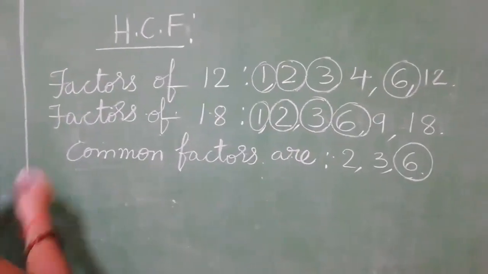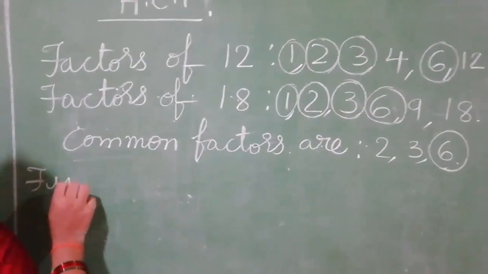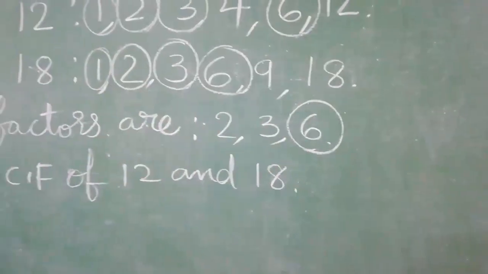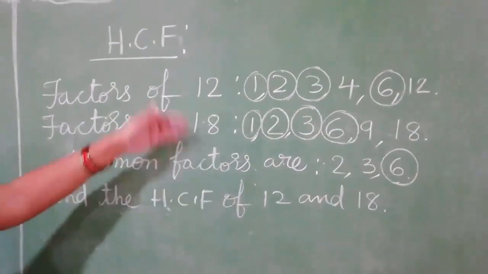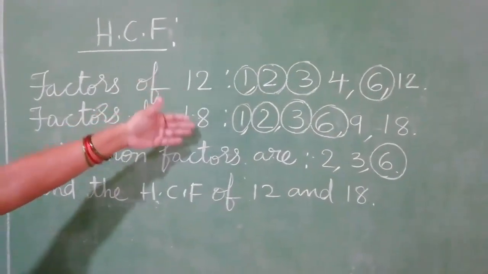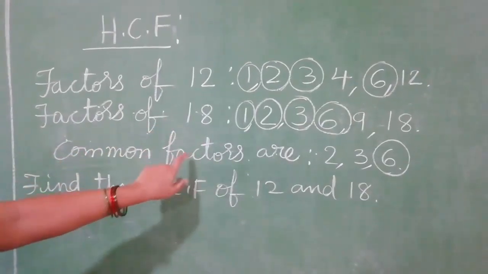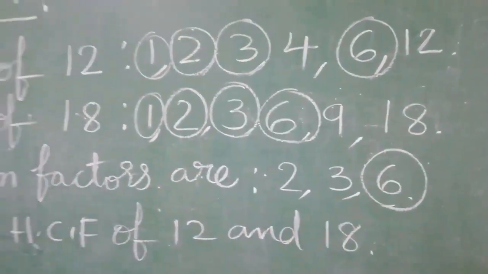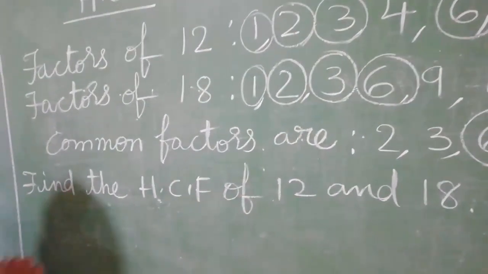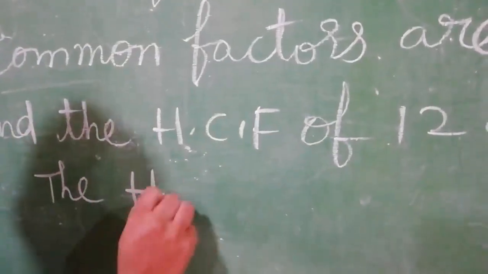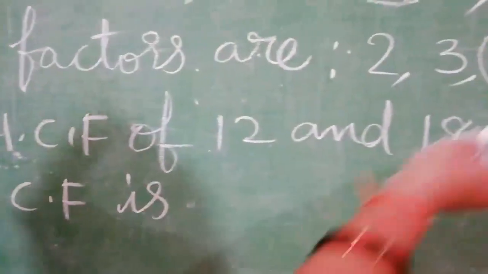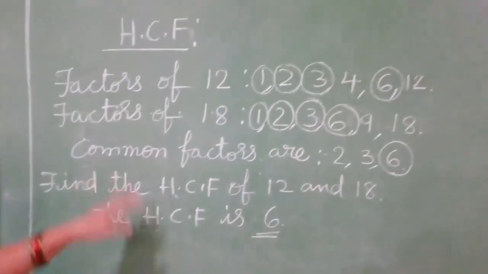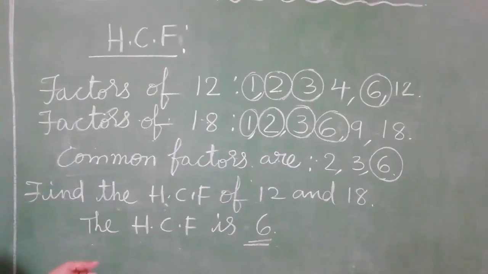So, now let us find the HCF of 12 and 18. Before I told the factors of 12 and factors of 18. Now, the common factors are 1, 2, 3, 6. In these numbers, what is the HCF I told? Yes, the HCF is 6. This is the common factor method to find the HCF.